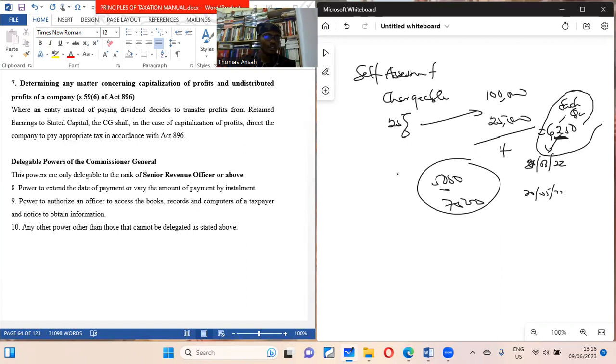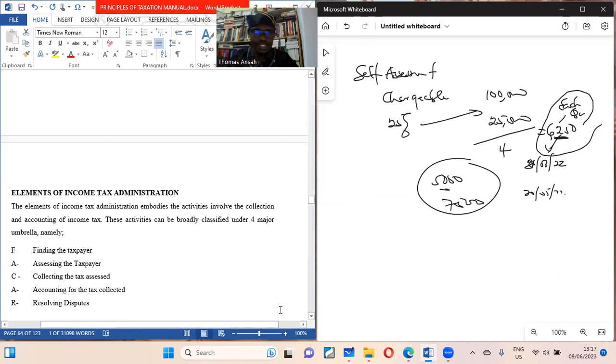Then we have the power to authorize an officer to access your books, records, and computers, the things you normally see when they come to you for a tax audit. So they are empowered to do so. Then we have any other power, other than those that cannot be delegated as stated above. So he can do that. So that is it for the governance aspect.